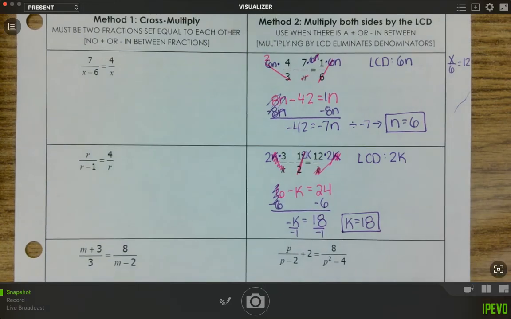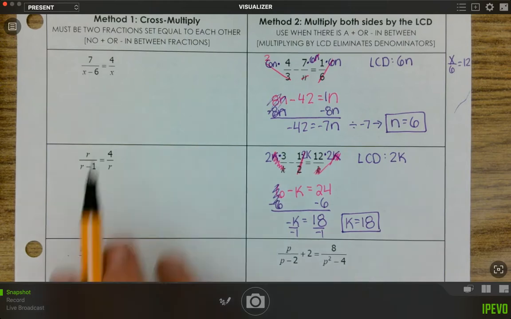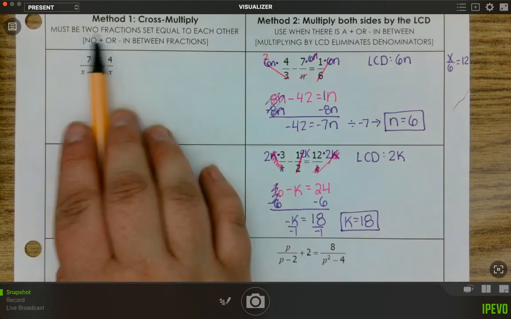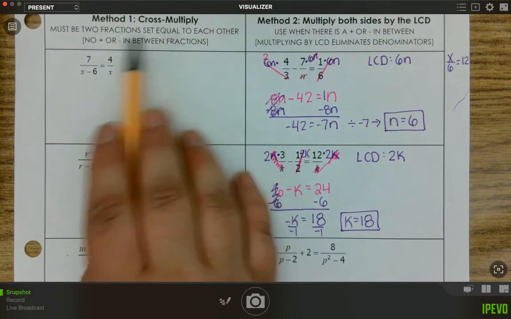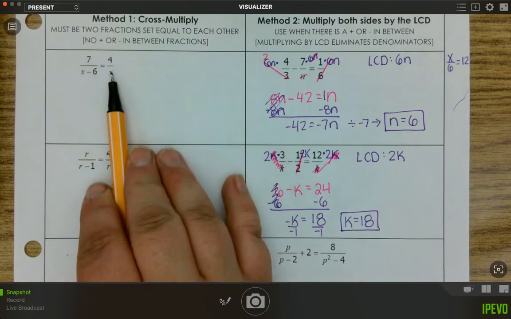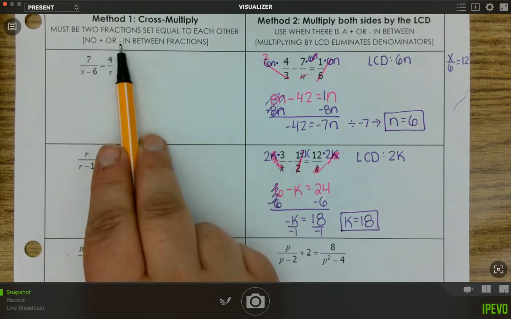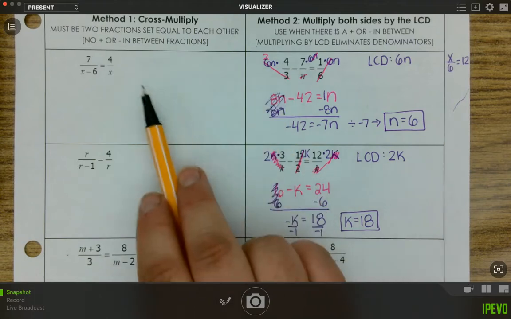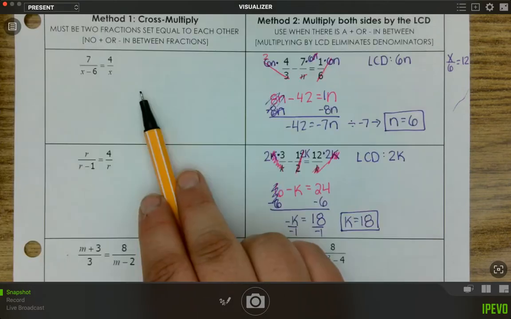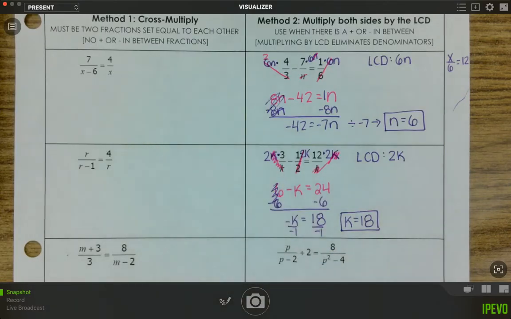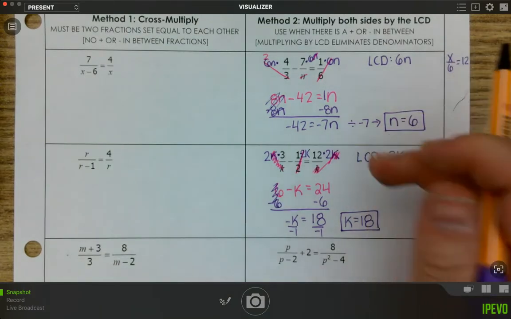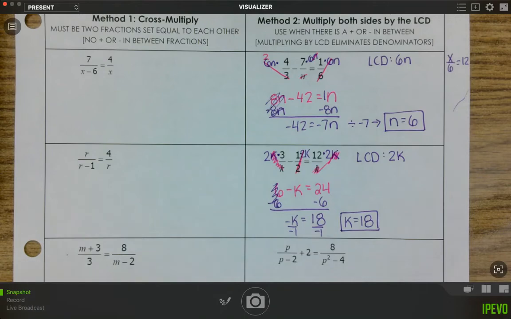Now let's talk about cross multiplying. So this method can only be used if there's only two fractions set equal to each other. Fraction equals fraction. If there is a plus or minus in between like this, you can't use this method. This is sort of like a shortcut. First thing I'm going to do is show you how to do it this same way over here, and then I'll show you what the shortcut is.